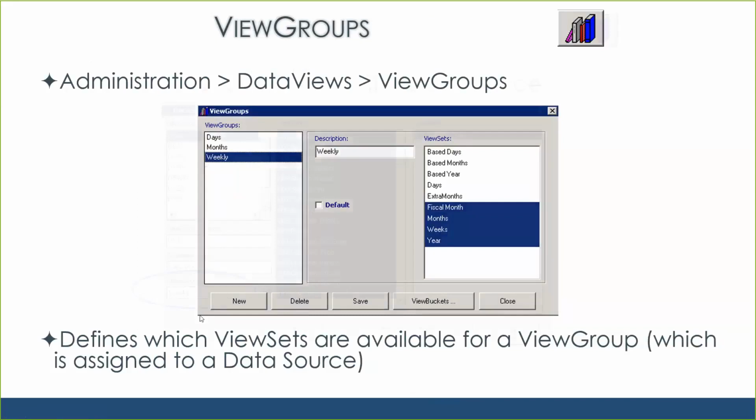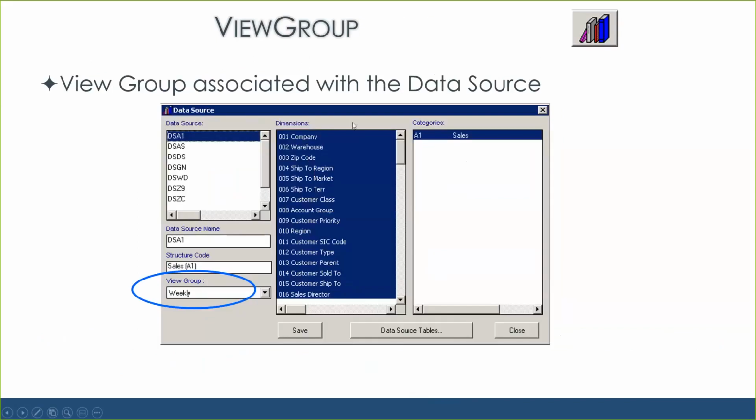How we identify that is within, again, the admin utilities. If you go over to the data source menu, you'll see down here at the lower left-hand side, this is the view group that's associated with this particular data source, DS-A1. Just another variation of sales. Okay, so that's how we know which view group is being used by which data source.